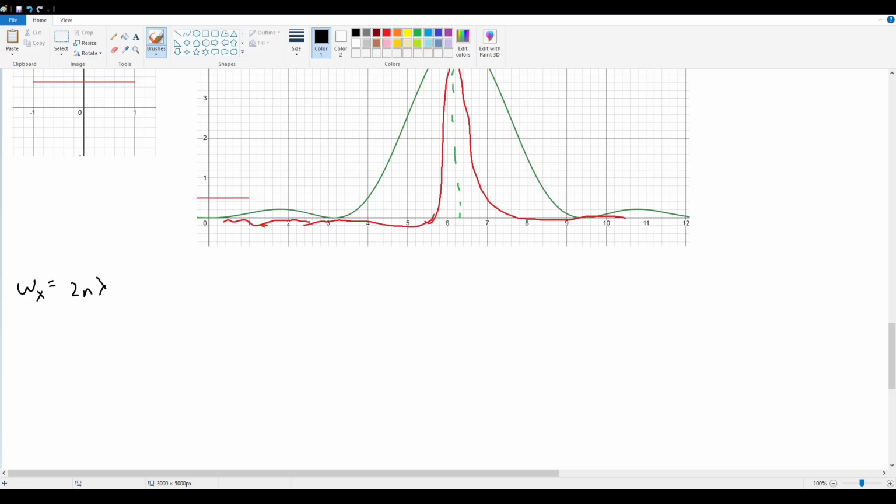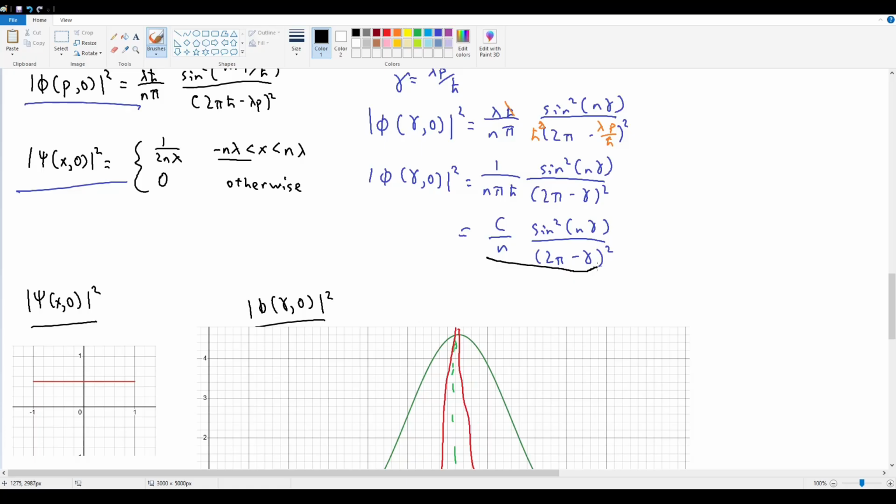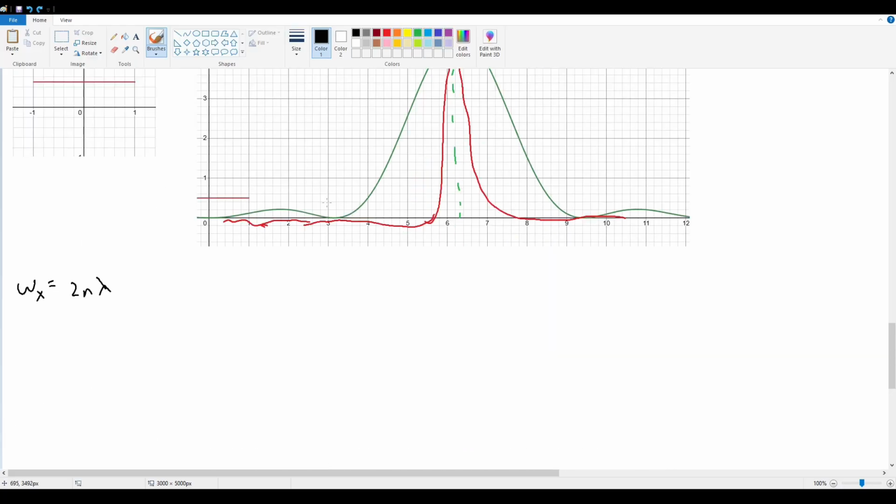Now, in contrast, if we want to find the width of p, we can recognize that this is ultimately a sinusoid, a sinusoid that is being modulated by some expression that comes from c over n times 1 over 2 pi minus gamma squared. So ultimately, this fundamentally takes on the form of something like magnitude phi squared is proportional to a sine of bx plus c plus d, which is just a sinusoidal equation.